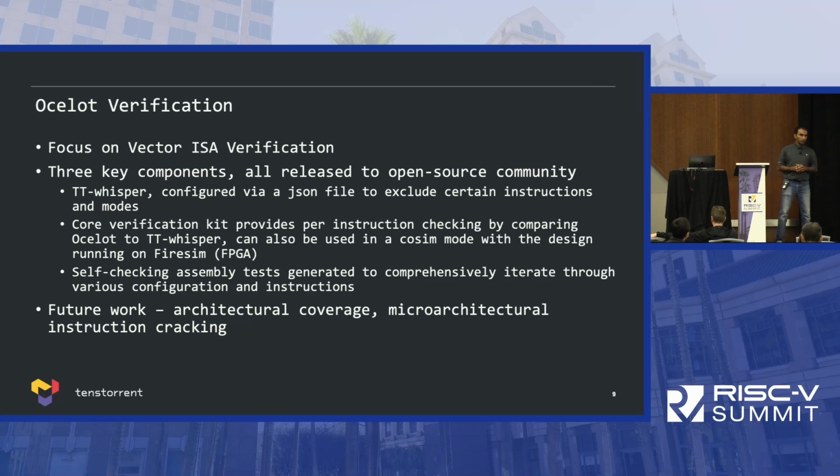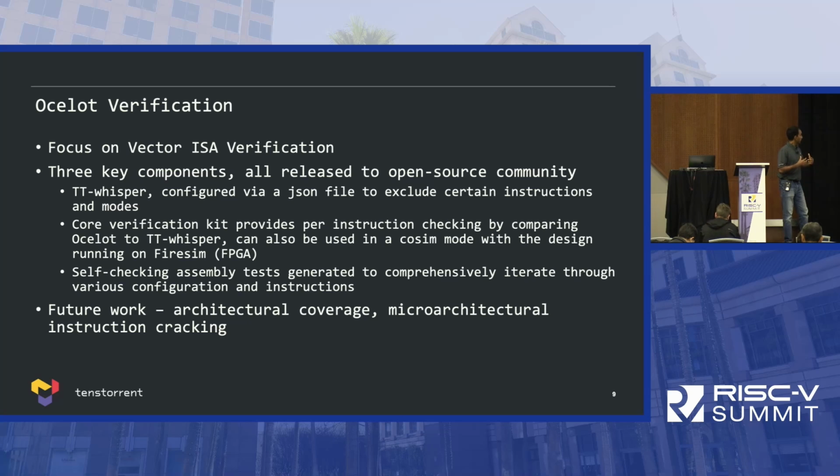We already released three components to open source. The first one is TT Whisper, our in-house instruction set simulator. It can be configured with a JSON file, and we can tell it what to exclude in different ways. The second component is the core verification kit, which can do instruction by instruction checking between Ocelot, which is our vector unit, and TT Whisper. You could probably integrate this with something else also, but TT Whisper provides that capability. We have even done the FireSim FPGA emulation on this in a COSIM mode.